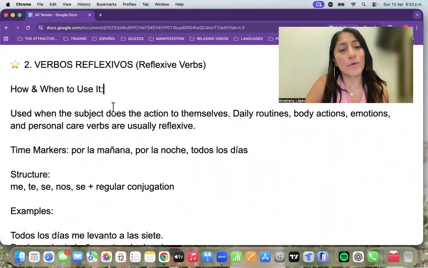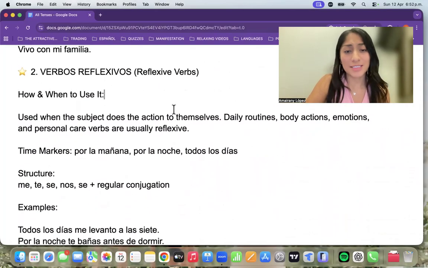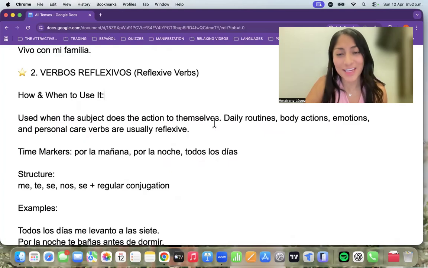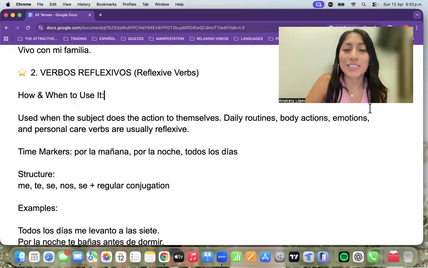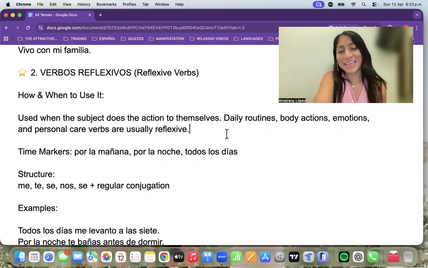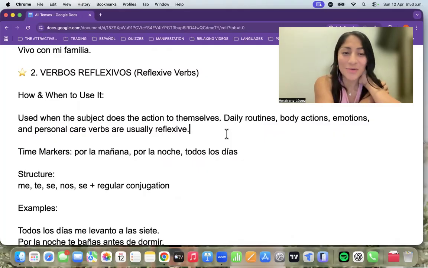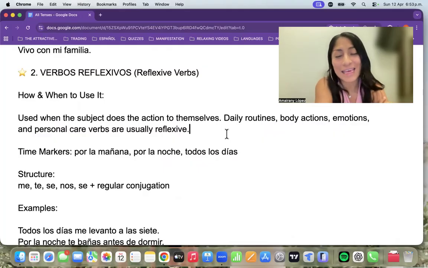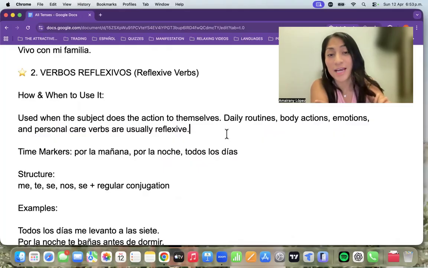Now, reflexive verbs. Reflexive verbs, how and when to use them. Use them when the subject does the action to themselves. Daily routines, body actions, emotions, and personal care verbs are usually reflexive, okay? This whole concept is quite interesting to a lot of my students because they do get confused, okay? Now, like I said earlier, there are many different types of verbs.